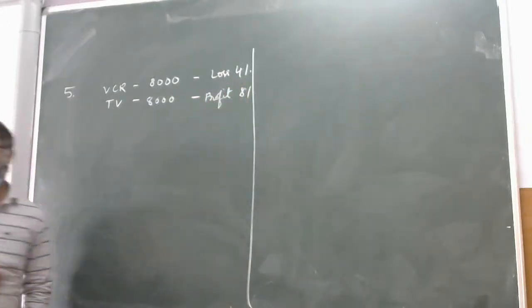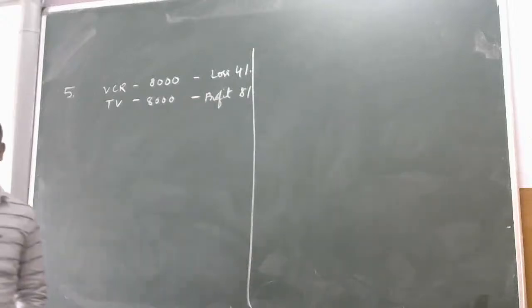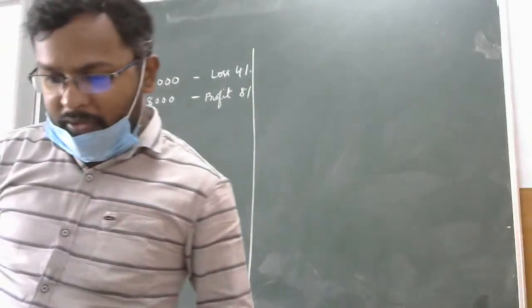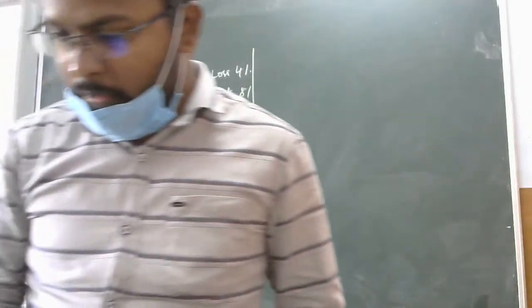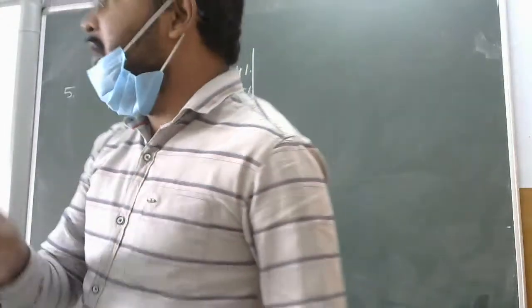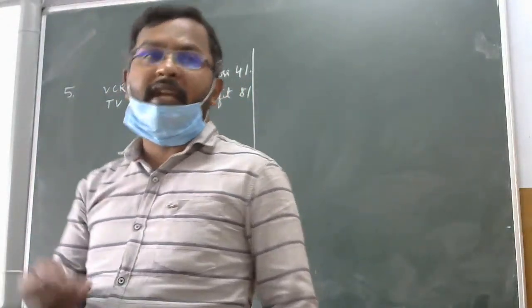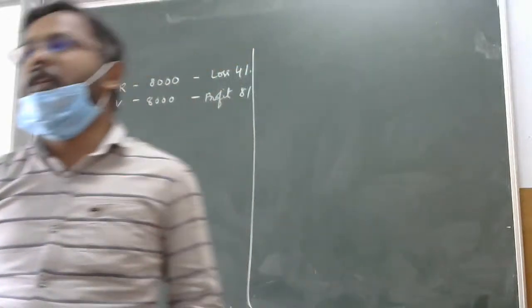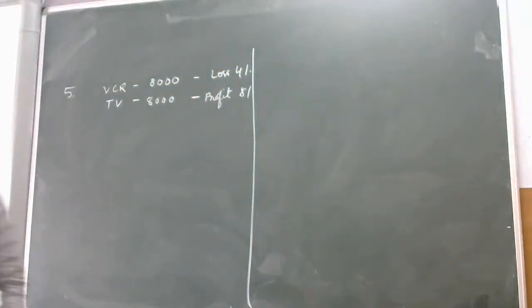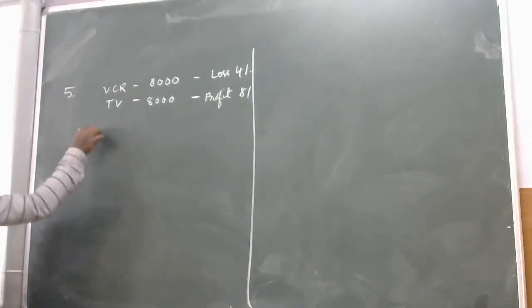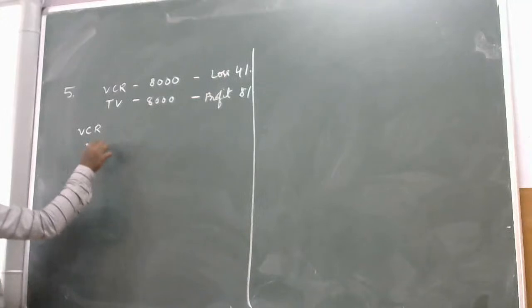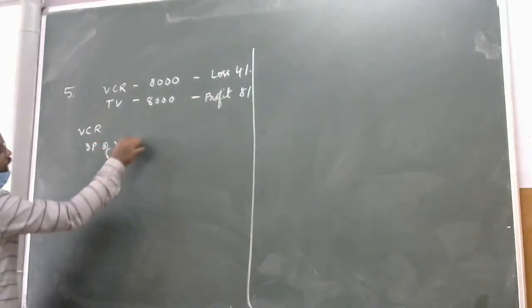So now we have to find the gain or loss, and after that they are asking you to find gain percent or loss percent. If it is a gain, you have to find gain percent, and if it is a loss, you have to find loss percent. First of all, you can individually find the selling price of TV and VCR. So if you take VCR, how are you going to find its selling price?